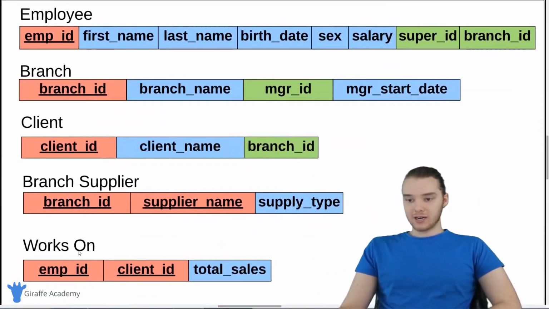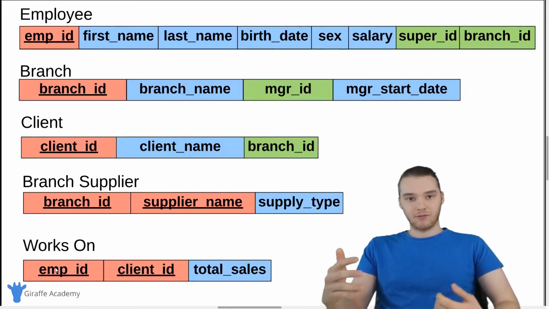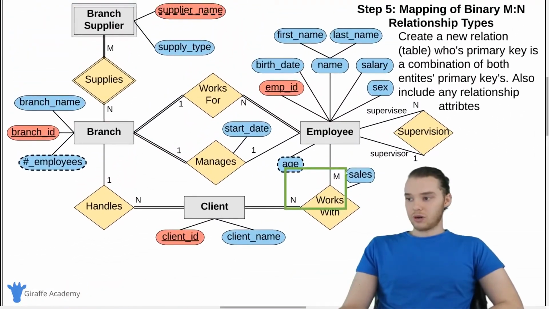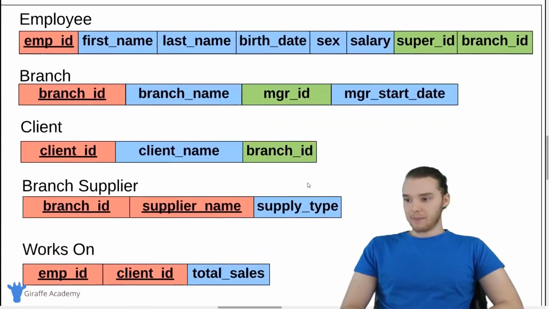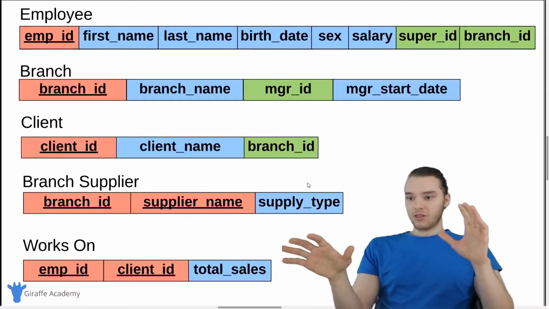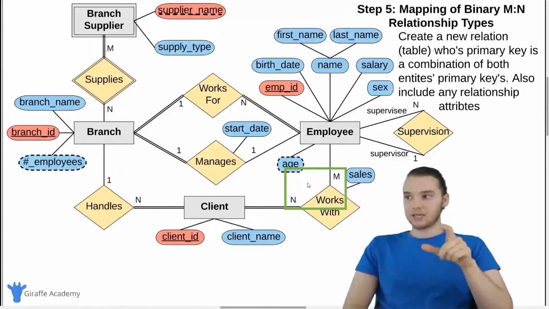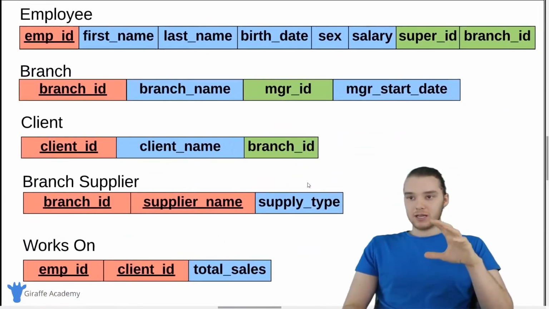So down here, we created a new table or a new relation, which is works on. And you'll notice the key is employee ID and client ID. So both of these individual parts of the primary key are actually foreign keys themselves. So this is a special situation. And then over here we have total sales, which was the attribute that we stored on the relationship like that. And so basically that in essence is going to allow us to take this ER diagram and convert it into relations.